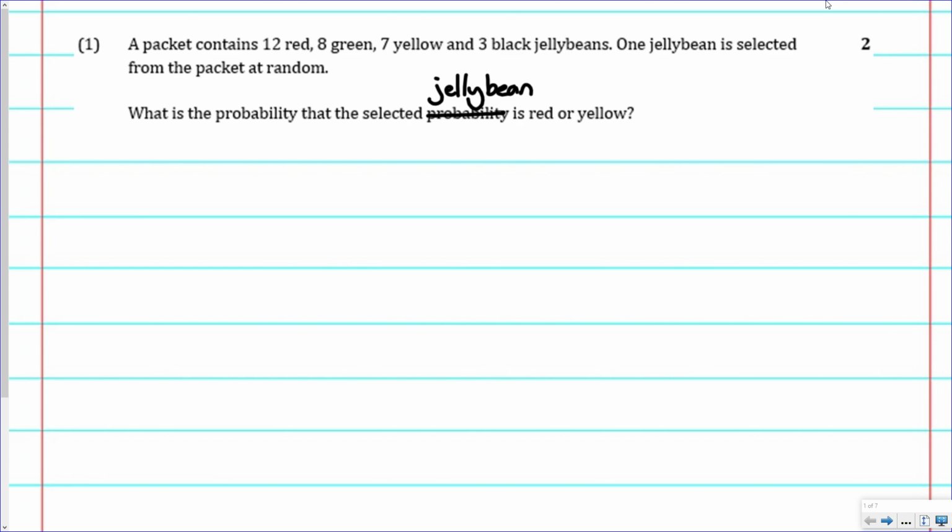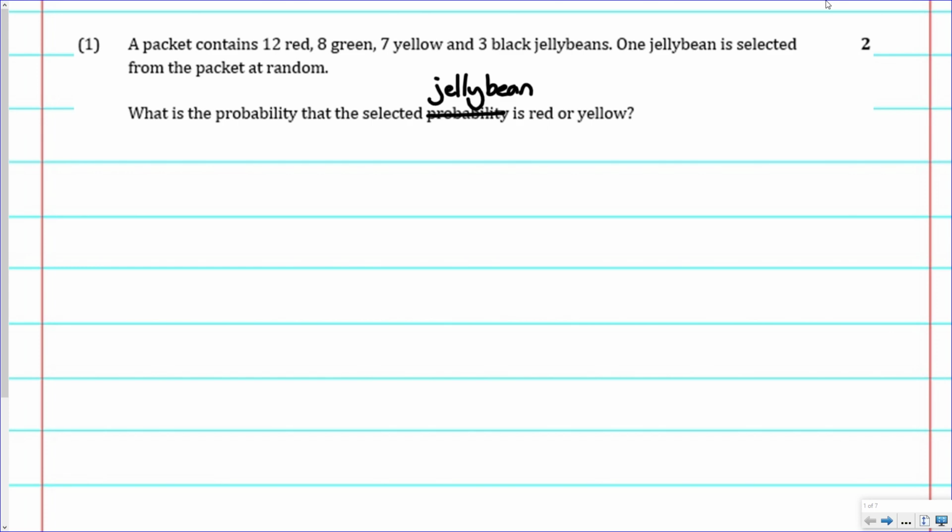So let's just start right into it. We see question number 1. The packet contains 12 red, 8 green, 7 yellow, 3 black jelly beans. 1 jelly bean is selected at random from the packet. What's the probability that a selected jelly bean is red or yellow? So that was just a typo by me as I was transcribing the question, but whatever.